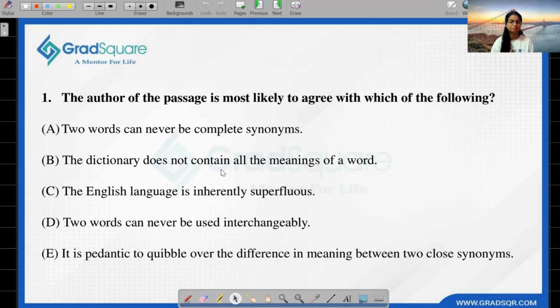So moving on to option C. The English language is inherently superfluous. The author in fact states that the English language is very economical, but not this. So we can eliminate option C as well, right? Moving on to option D. Here we have an extreme word. Never is the extreme word here, right? We have some extreme words, for example never, every, all, everyone, everything. All these are extreme words. A good author will never use extreme words in his or her passage.